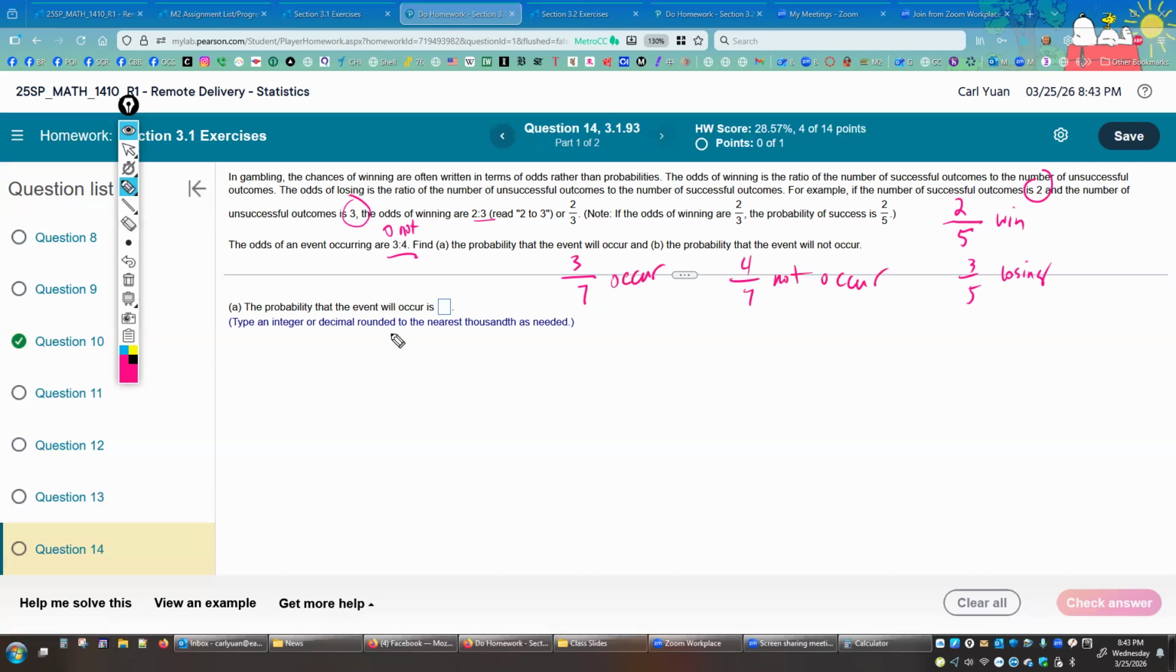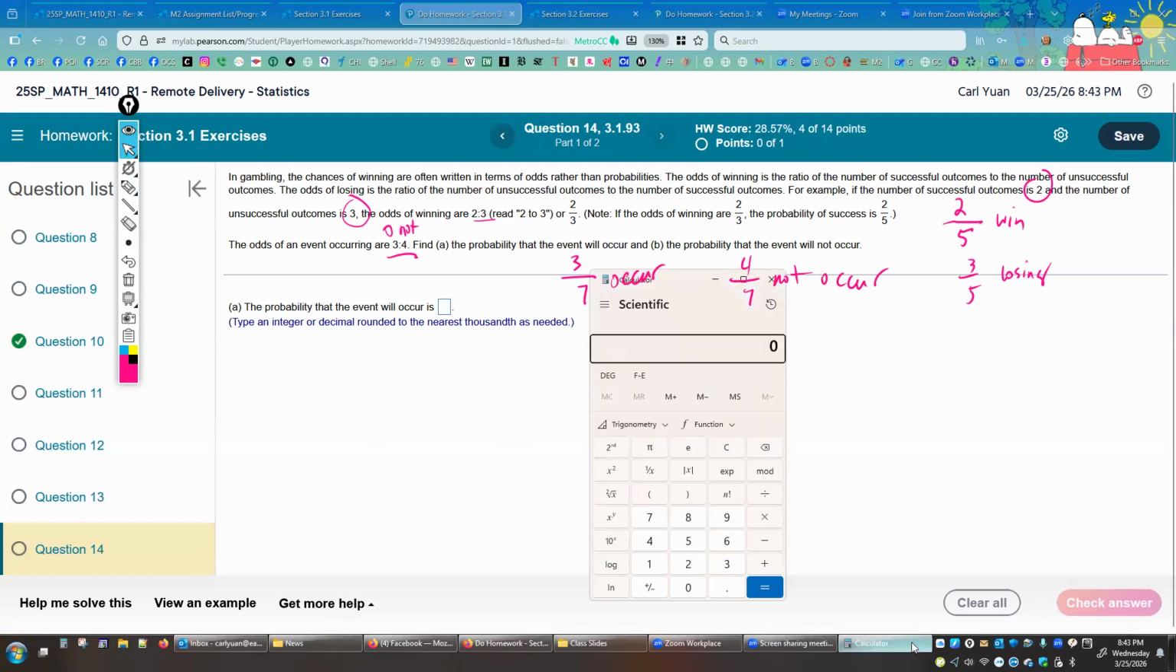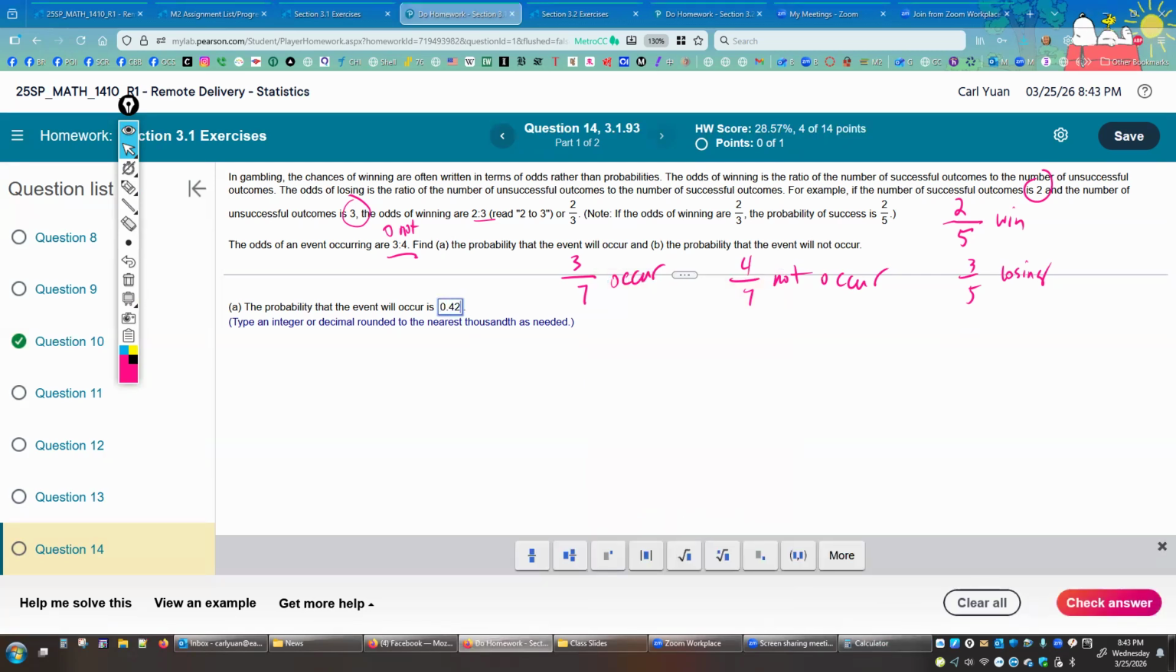All right. So it wants a decimal to 3 places, thousandths. All right, so let's do that. So 3 divided by 7. Okay, 3 places would be 429. So 0.429. Let's check that.